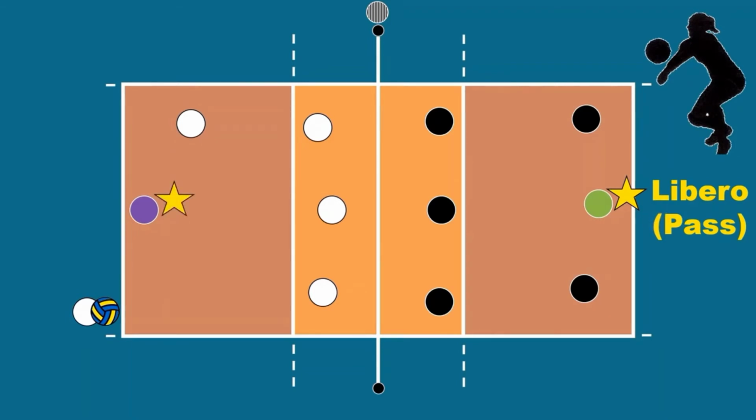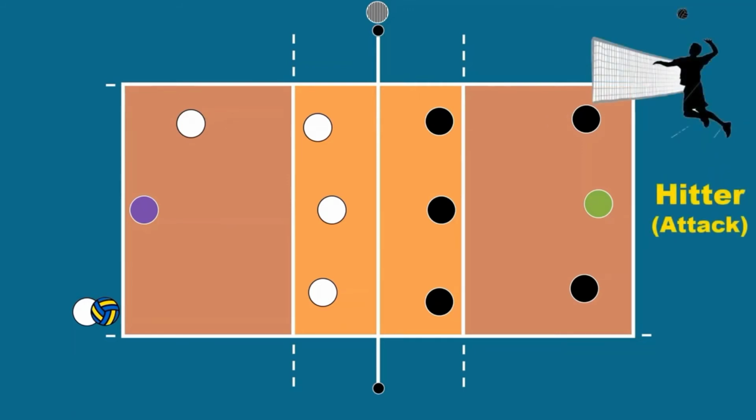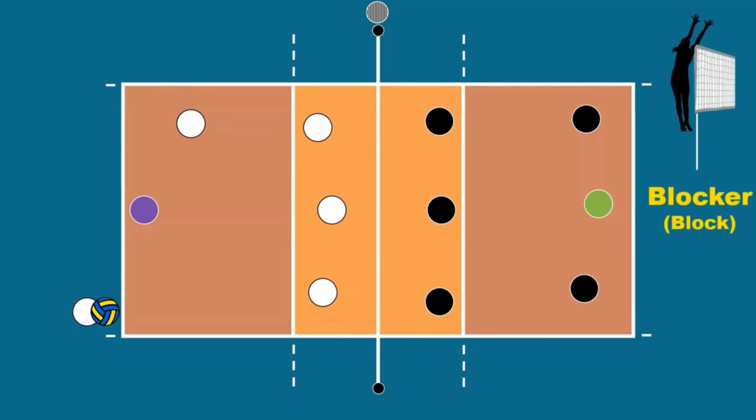Then there's a setter who sets the ball. So typically you would have one or sometimes maybe 2 setters. And then you have the hitters. So typically there are 3 hitters in a team. And then there's a blocker. So there's mostly one blocker on the team. The job of the blocker is to stand close to the net and block the shots.